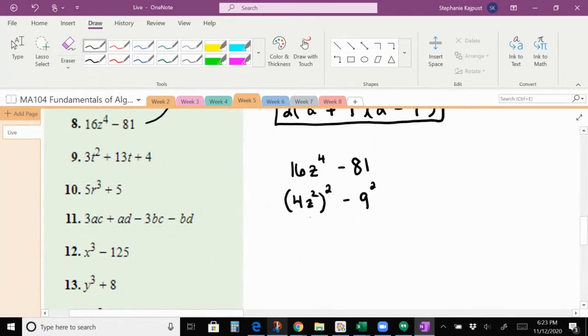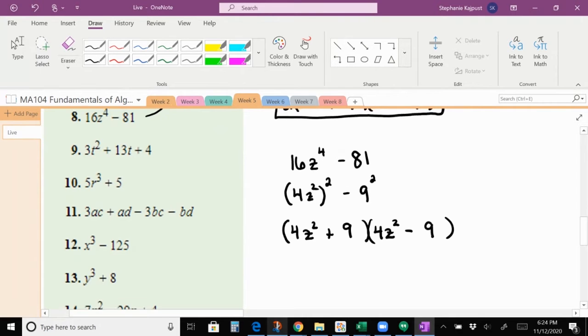Since that's 4z squared, since 4 squared is 16, and then z squared will get you z to the 4th. So when you write this, you have 4z squared and 4z squared with your plus and minus. And that's why I put it in parentheses, so you can see that those are the first parts. And then we have our 9 in the front and the back. And that's the answer.